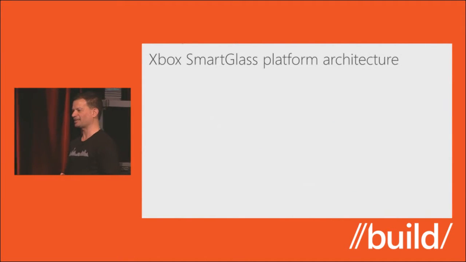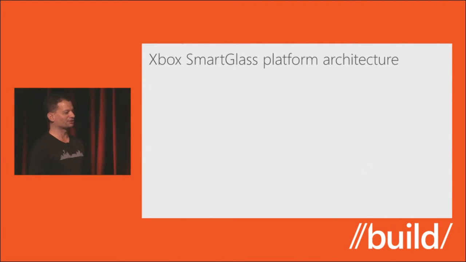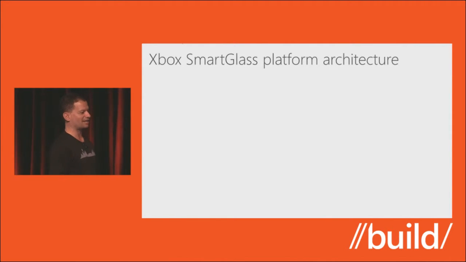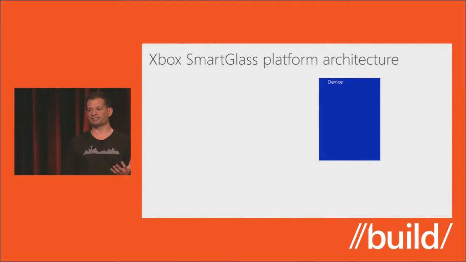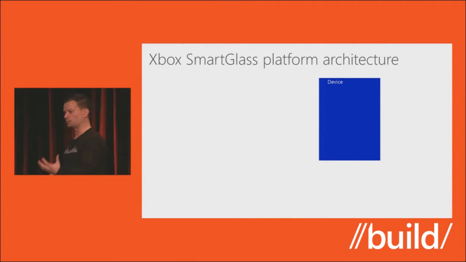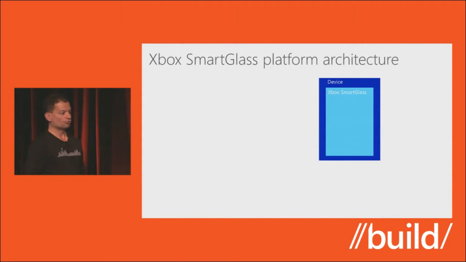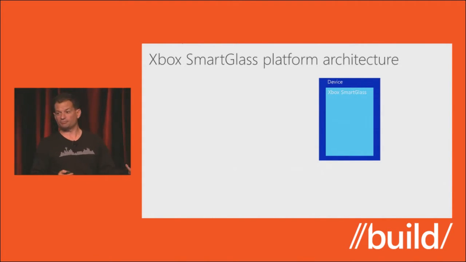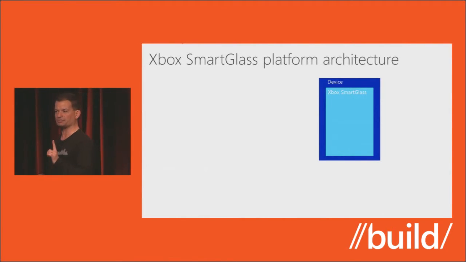All right, so you're saying, hey, this is a developer conference. Enough with the marketing. So let's drill in a little bit on how SmartGlass actually works. So we start with the device. So this is the physical device: Windows Phone, Windows 8 Slate, iPhone, iPad, or an Android phone. Running on that, we have the Xbox SmartGlass application. So the user has to download one application for their device to get all these experiences lit up.